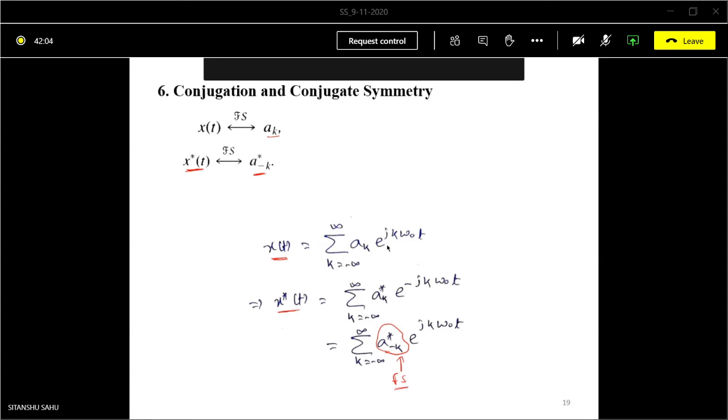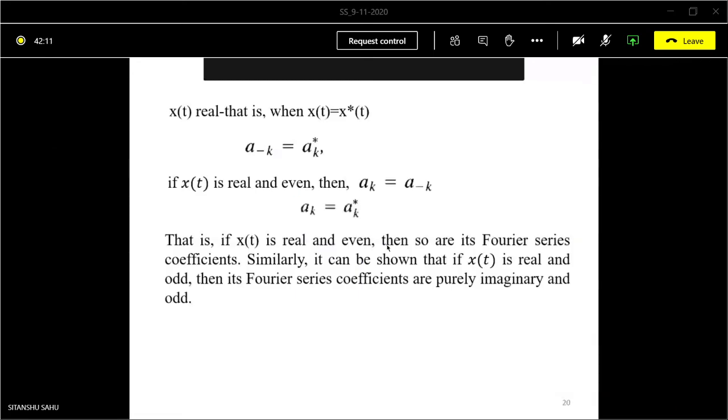This is also one of the widely used properties of the Fourier series. Okay, now if x of t is real, that is x of t is equal to its conjugate, then a of minus k equals a star k. Okay, so if x of t is real and even, then ak is equal to a of minus k. That's the thing that we have already discussed in the earlier properties. So that means ak will be ak star, right? If the signal is real and even. Okay, so if x of t is real and even, then so are its Fourier series coefficients. That means the Fourier series coefficients will also be real and even.